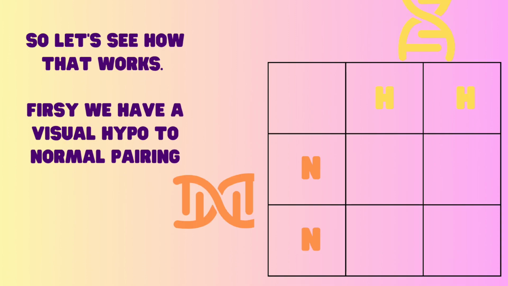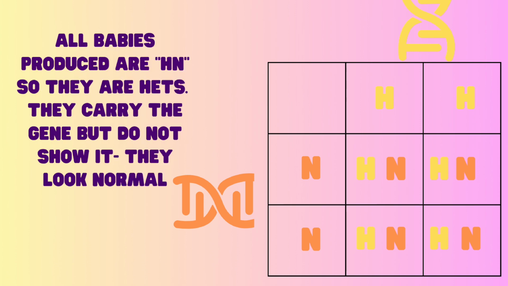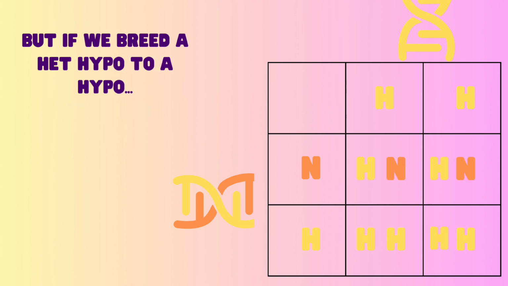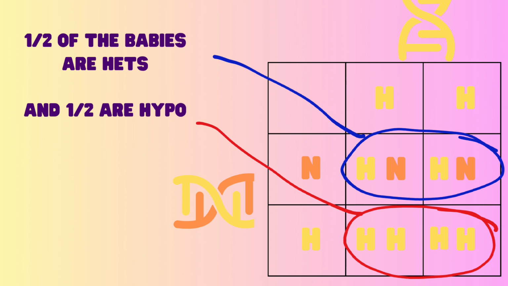So let's see how that works. First, we have a visual hypo to a normal pairing. So we're going to get all HNs, which is going to be a het in this instance. So they carry the gene but do not show it. You would not know that a hypo was one of their parents. But if we breed a het hypo like those babies back to a visual hypo, you can see we do get some double H's, which is going to be the full hypo, and then we also get some more hets.